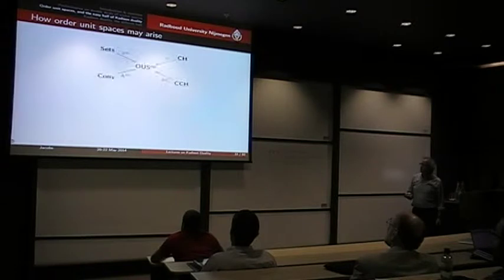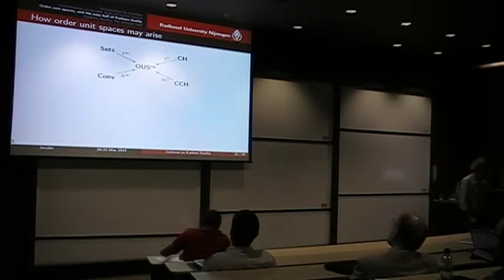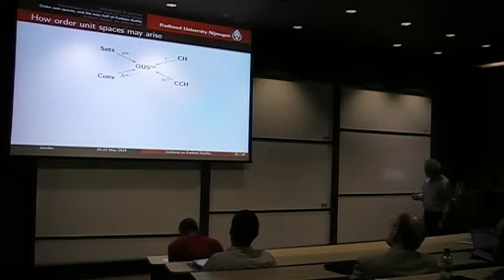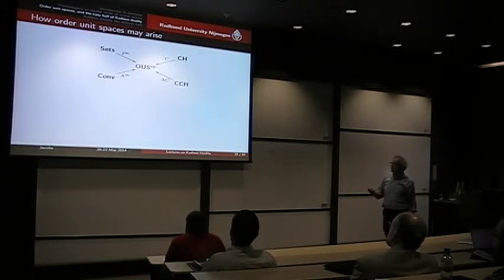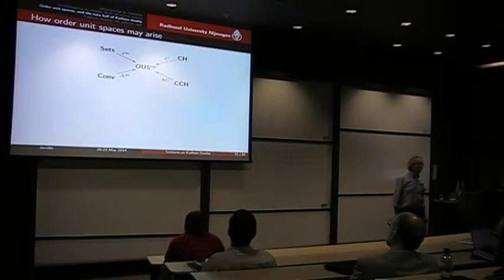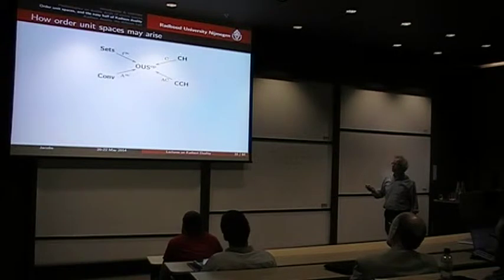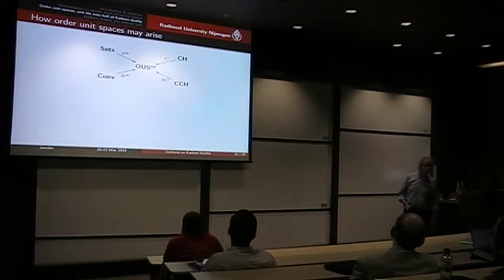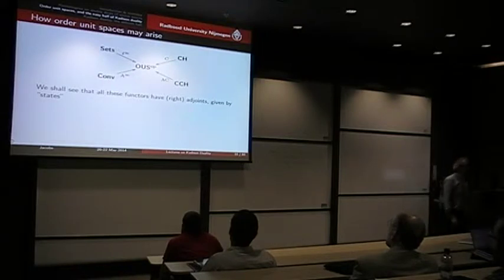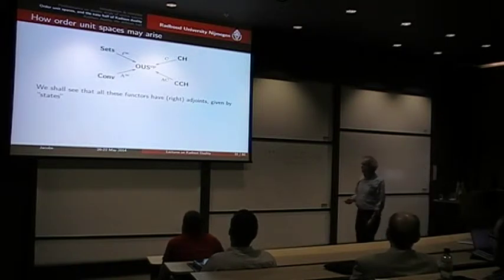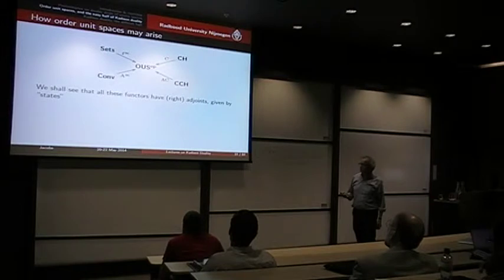How order unit spaces may arise in different ways from the main categories I was interested in the beginning. And I will spend some time discussing this diagram. So order unit spaces arise from sets, from convex sets here, from compact Hausdorff spaces, and from convex compact Hausdorff spaces. These are all ways to construct these order unit spaces. And what's interesting, we'll see that all these functors have right adjoints. These right adjoints are given basically by taking states. So it's a very nice uniform situation.